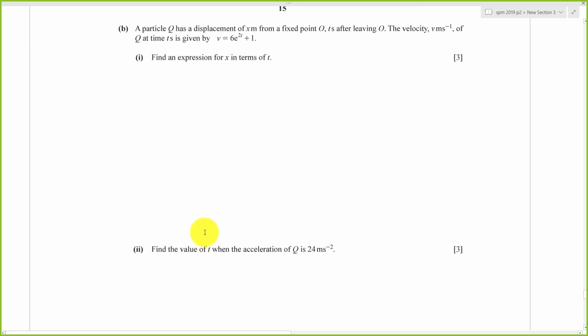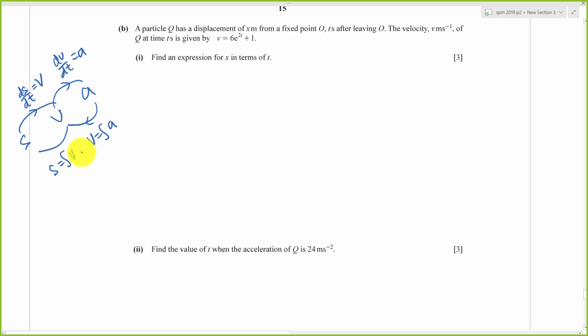Okay, this one is another kinematics question. We learned a little bit of kinematics last week, so let me have you revise a little bit. You have an SVA diagram, right? From S to V is differentiate: ds/dt equals V. From V to A, differentiate V: dV/dt equals A. If you want to get from A to V, you need to integrate A. If you want to get S, you need to integrate V. The dt, definitely at the back.